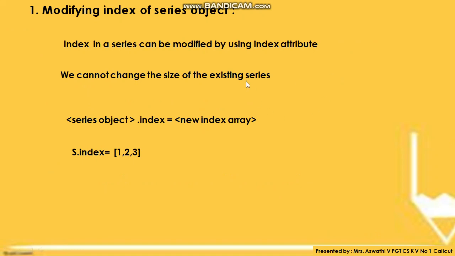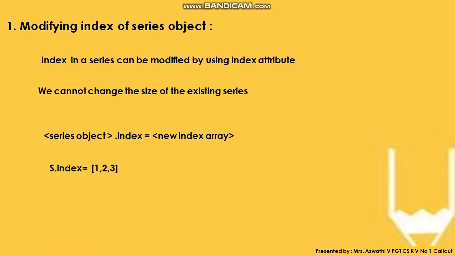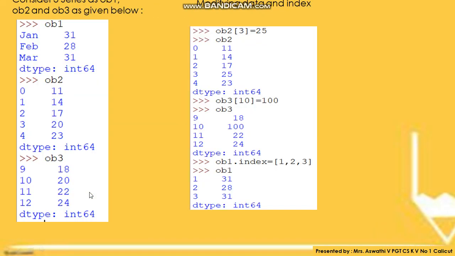If you want to, you can modify the index value also. We cannot change the size of the existing series. If you want to modify the index value, then you have to use the attribute index. This index attribute we have learned in the last session. So index is equal to new index array. For example, s dot index is equal to square bracket 1 2 3, which means that this 1 2 3 will be the new index value. Okay. Now we will see the examples.